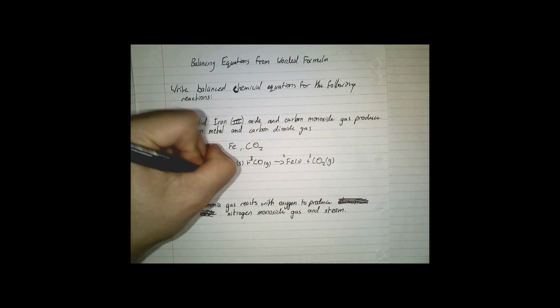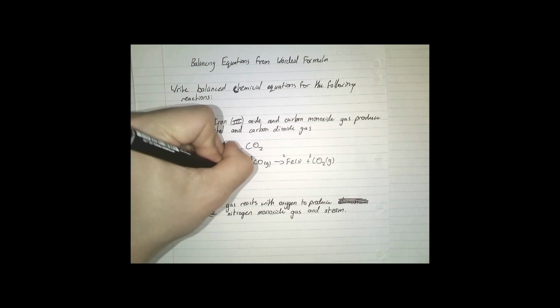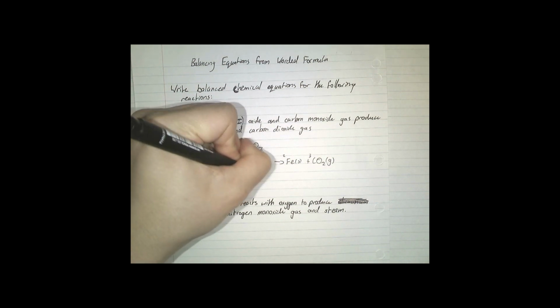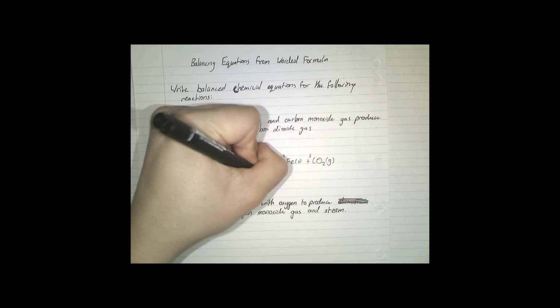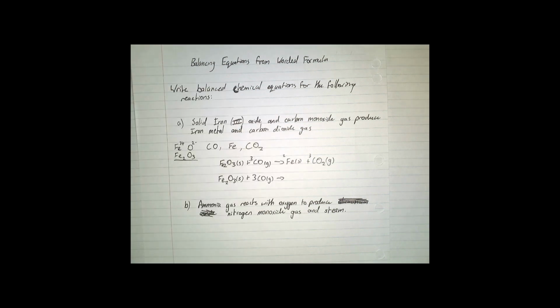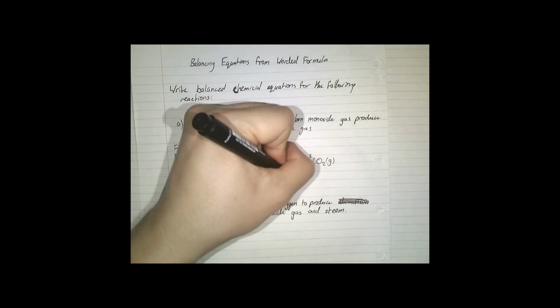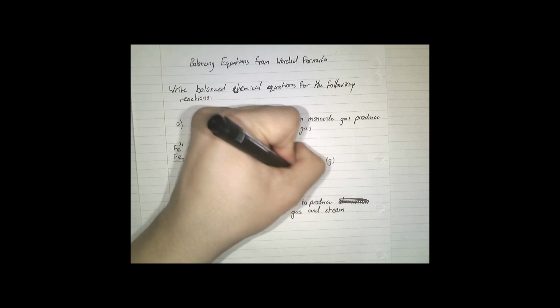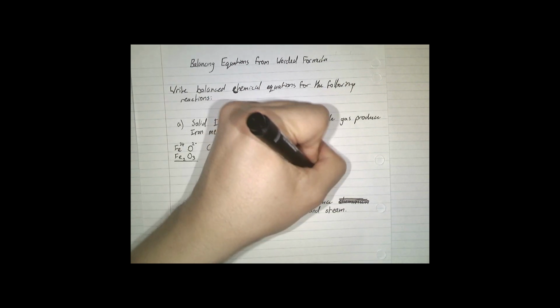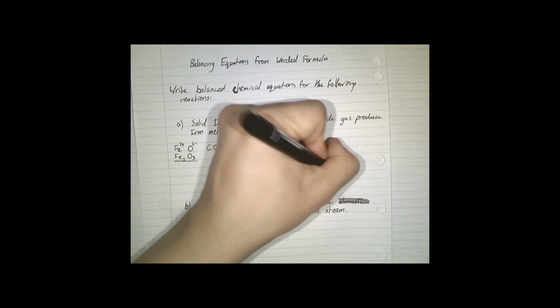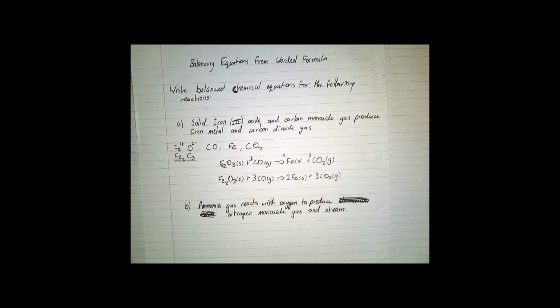So Fe2O3 plus 3 carbon monoxides is going to turn into 2 irons plus 3 carbon dioxides. And there we have it, a fully balanced equation based on what was written up the top here.